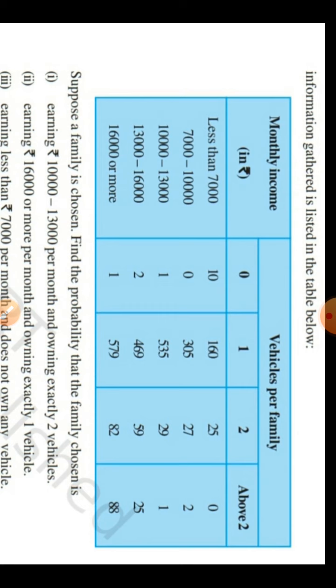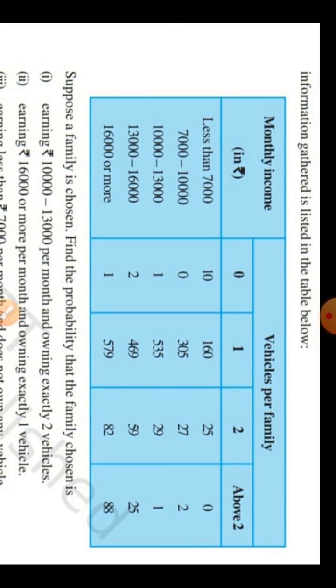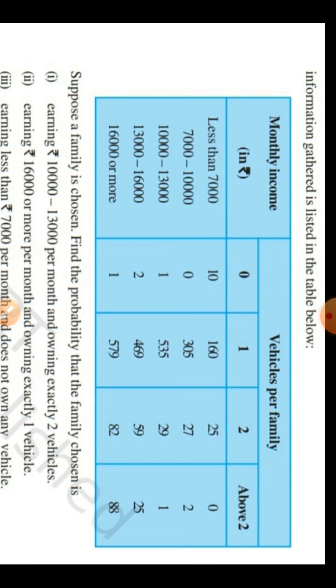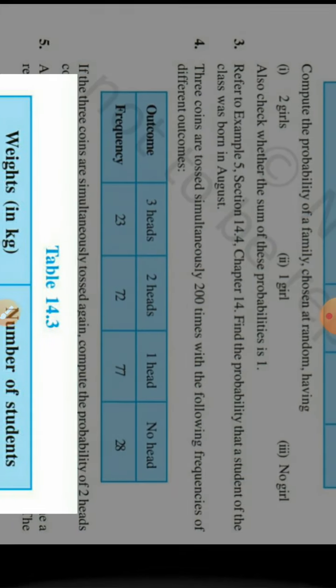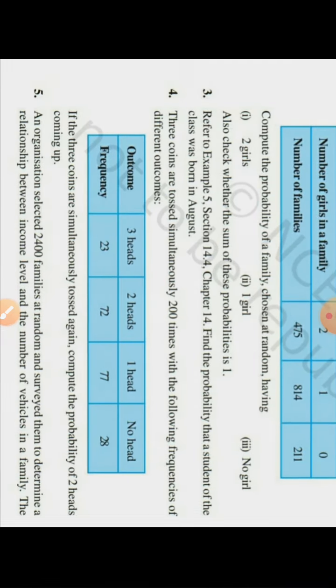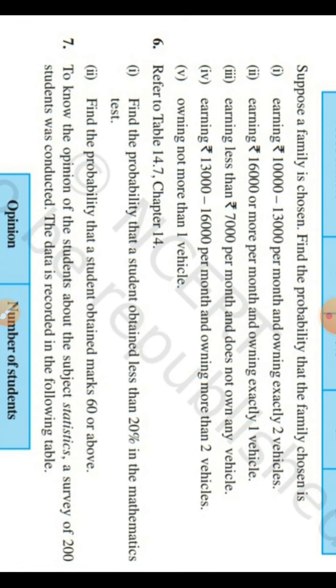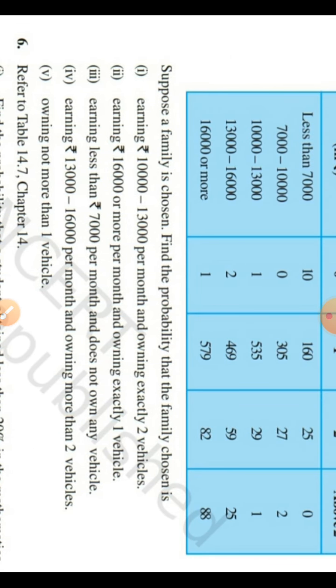Okay, now according to the question you have to pick out a particular number. Look at the first one. The denominator will be 2400, fixed. Why? It is given: 2400 families at random are surveyed. So the denominator is fixed at 2400.